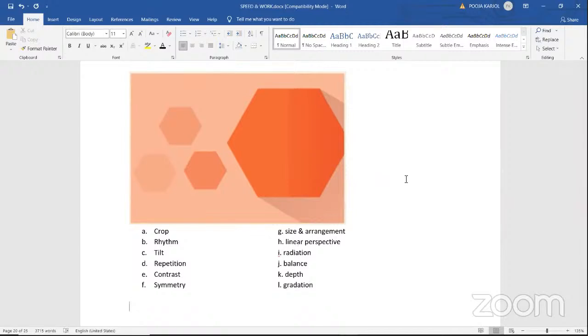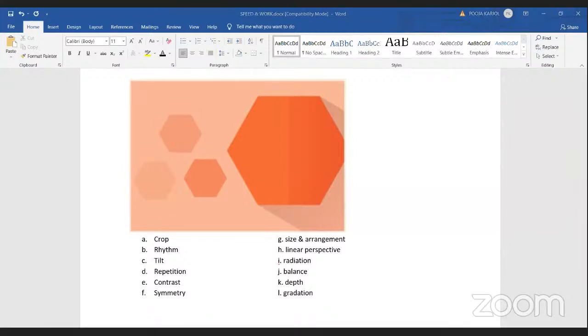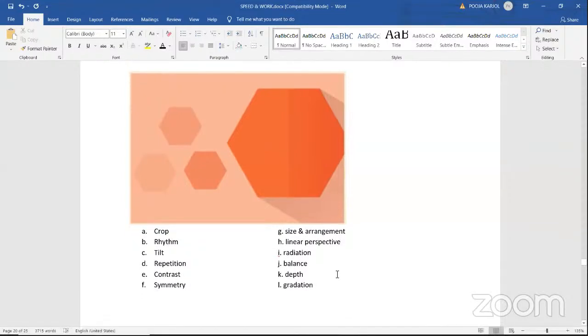Okay. Repetition, ma'am. Shown a circular image. Balance. Asymmetrical balance. Gradation. Size and arrangement, gradation. So size and arrangement is very obvious, correct? Because these are the same shapes which have been reduced in sizes.